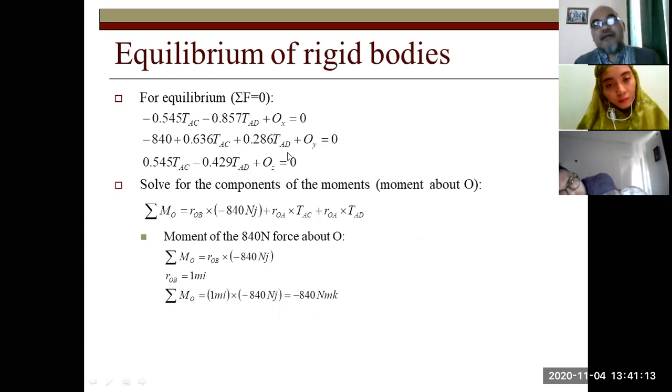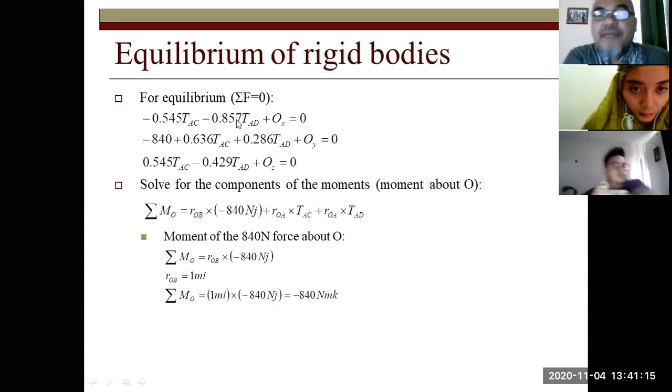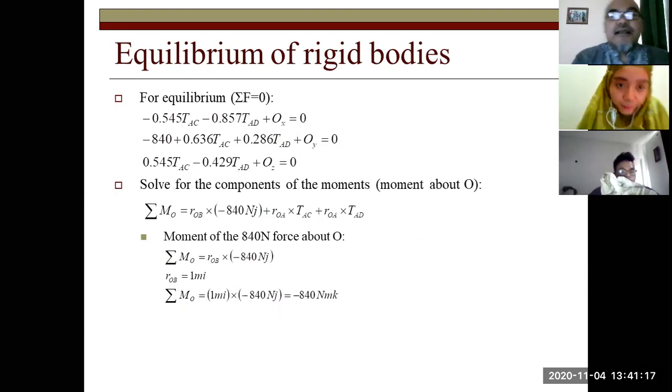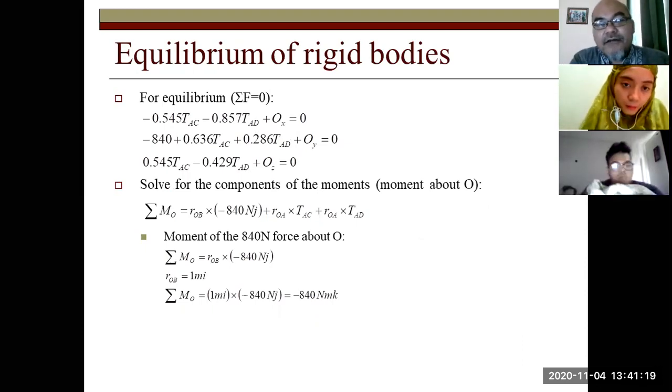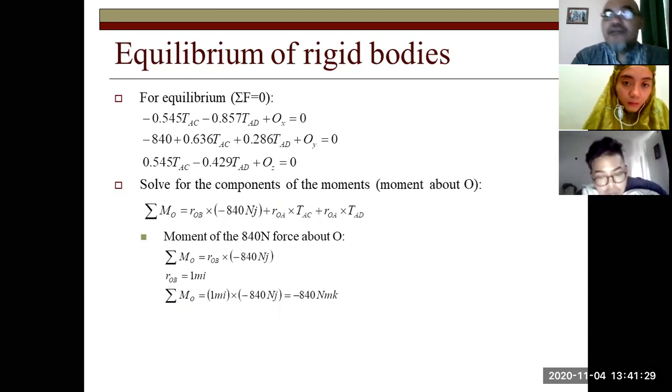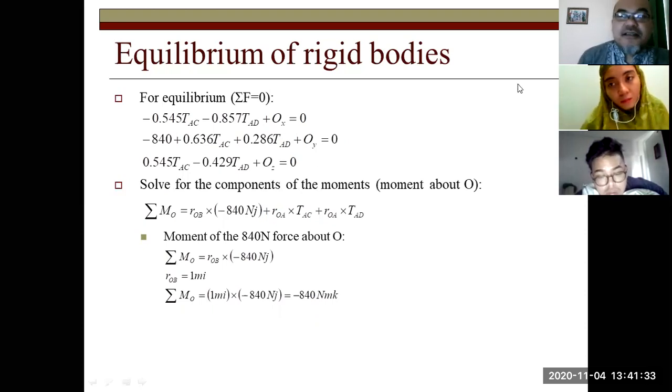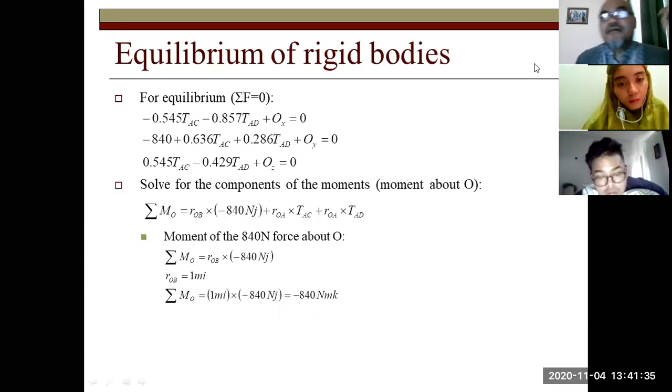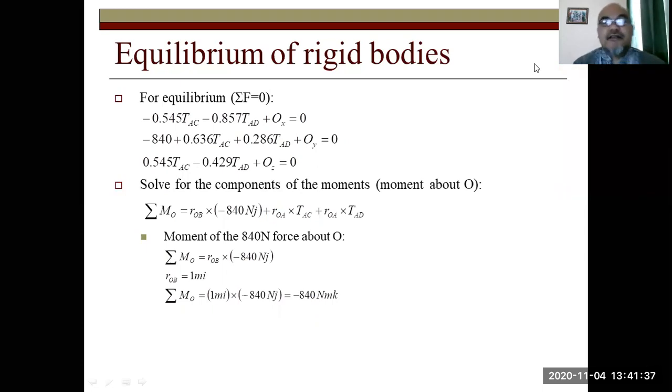Here we have how many unknowns? We have TAC, TAD, then OX, OY, and OZ. So we have 5 unknowns. However, we only have how many? 3 equations. So from a linear algebra perspective, this is not enough to solve the problem. So here we solve first for the component of moment. We have to use another equation.